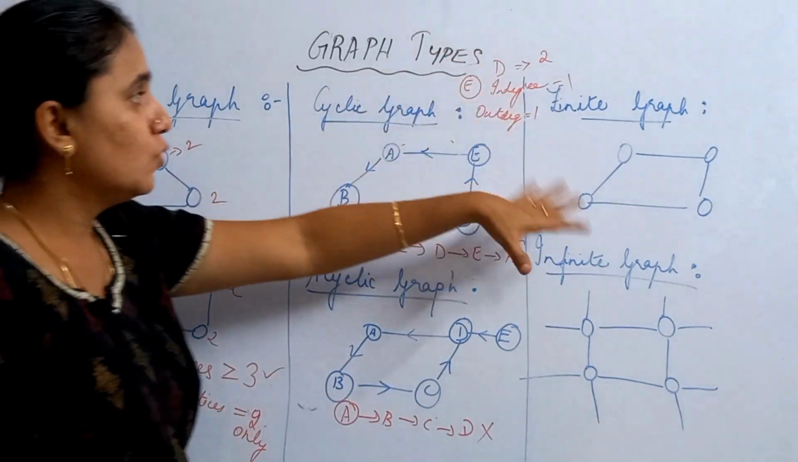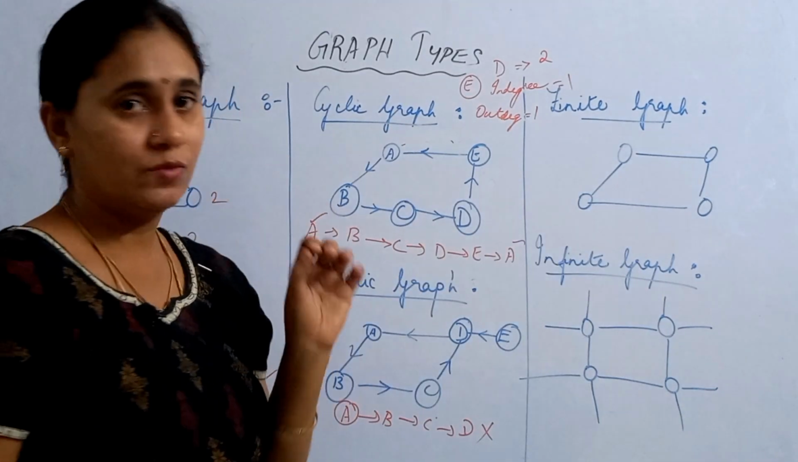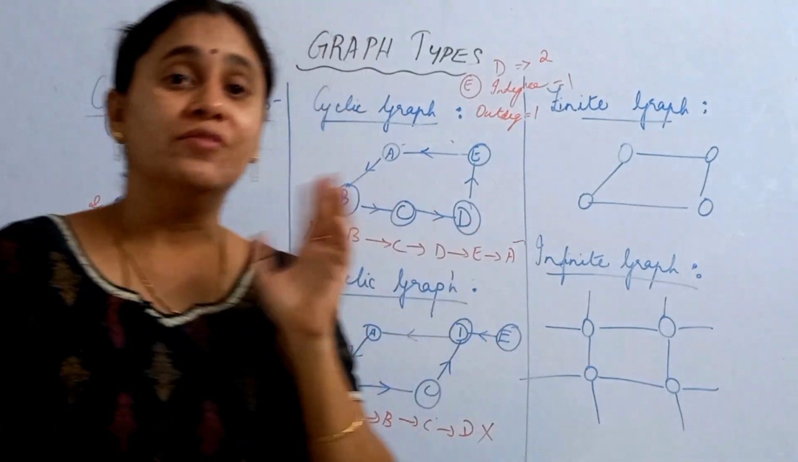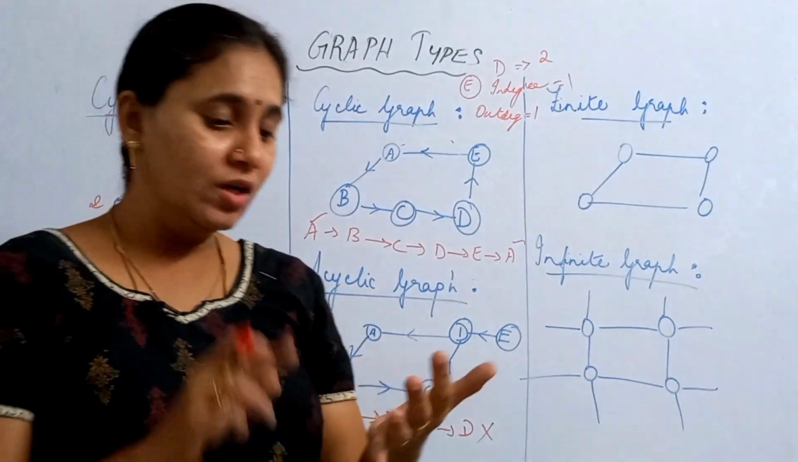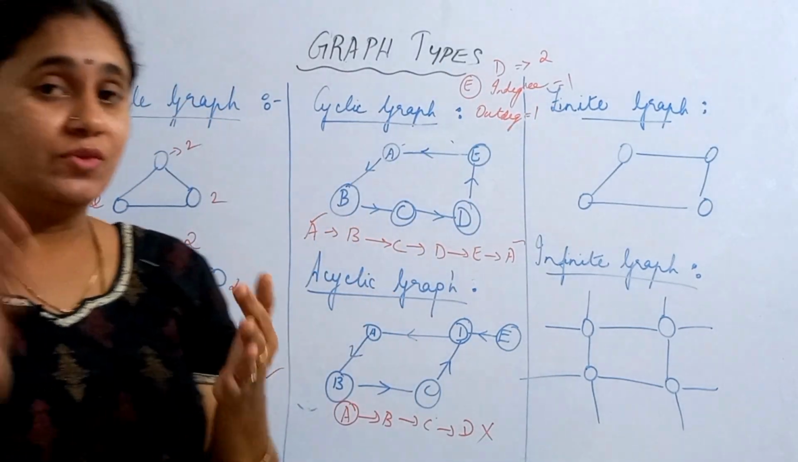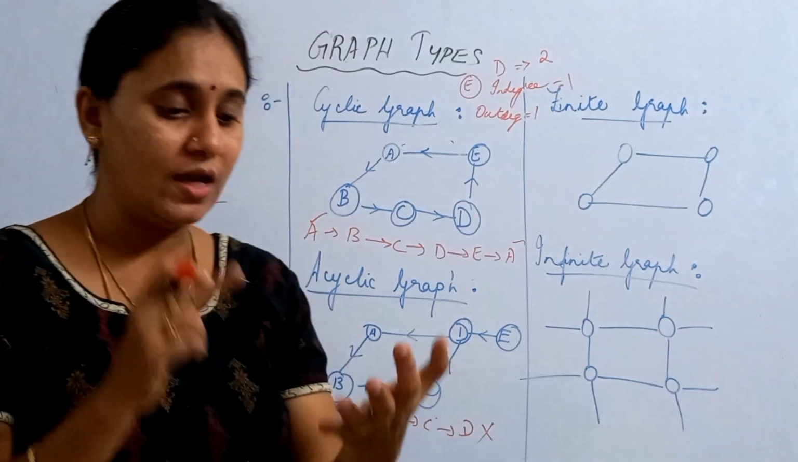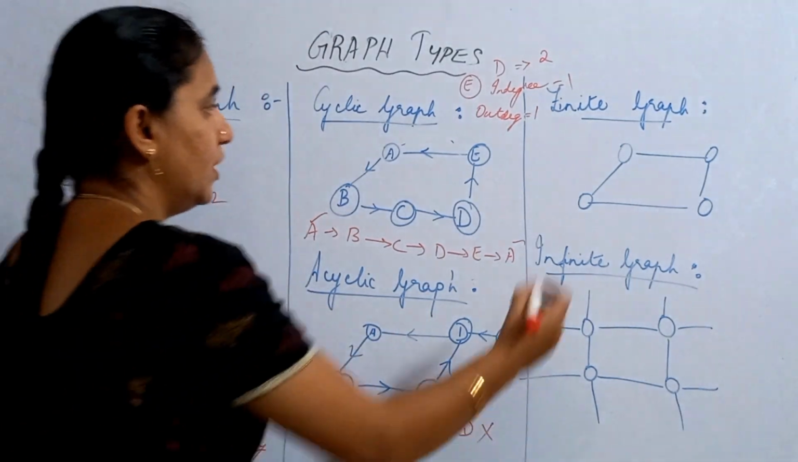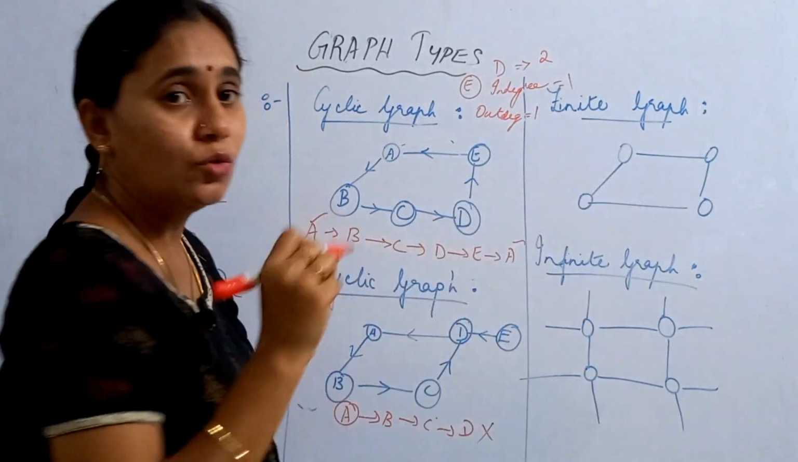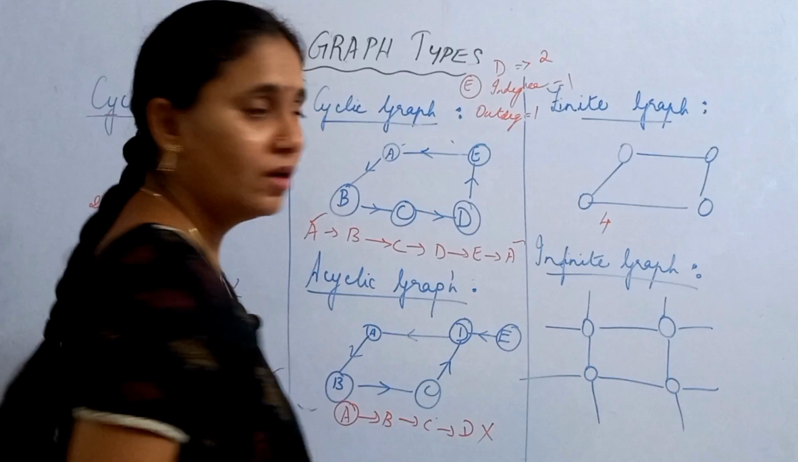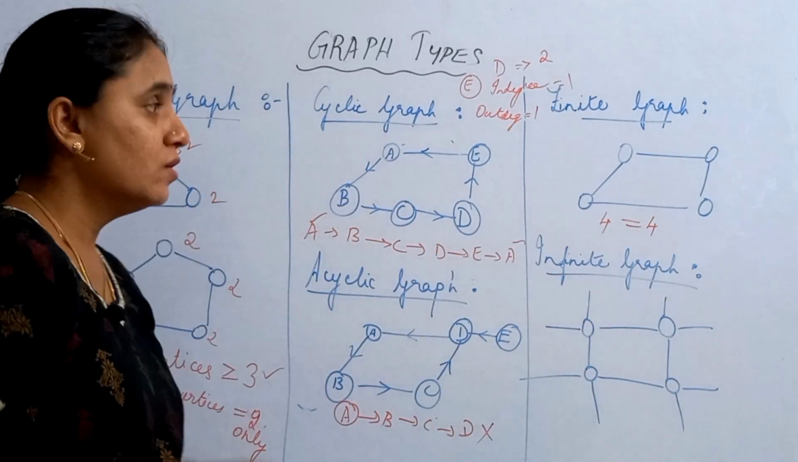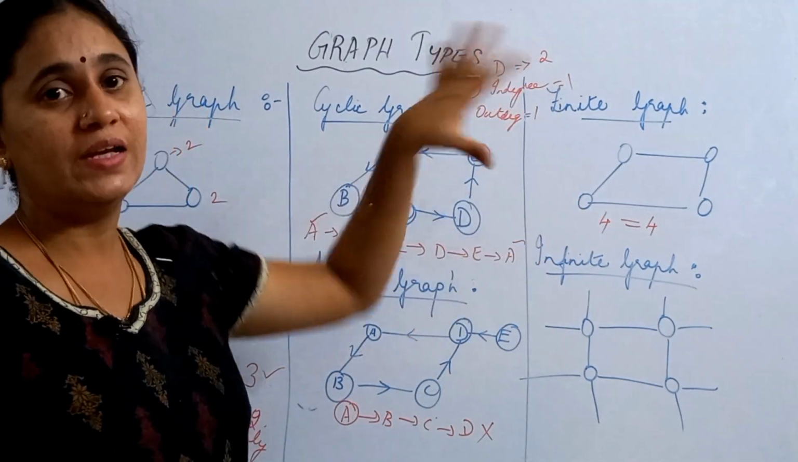Right. So next we will go for finite and infinite graph. So what is called a finite graph? A graph is said to be finite if it has an equal number of vertices and an equal number of edges. If you take this graph, what is the total number of vertices? In this graph, the total number of vertices is 4. Okay, so the total number of edges is also 4. So both are equal. So this is the finite graph, right?